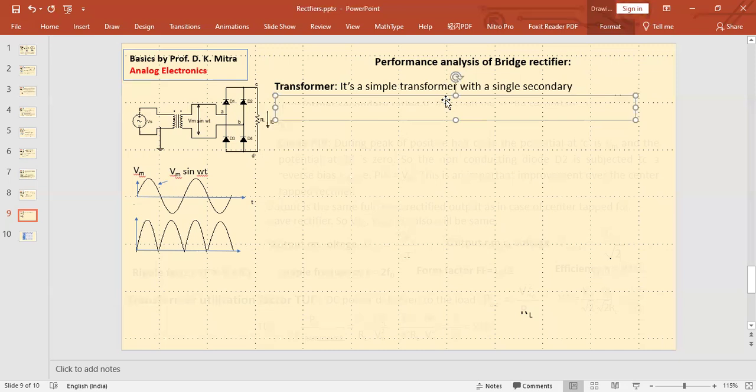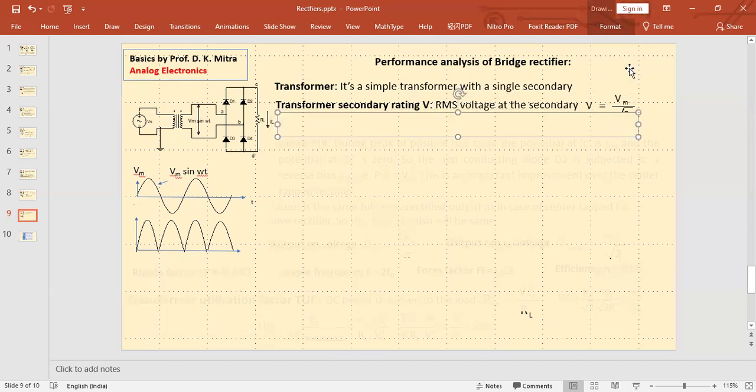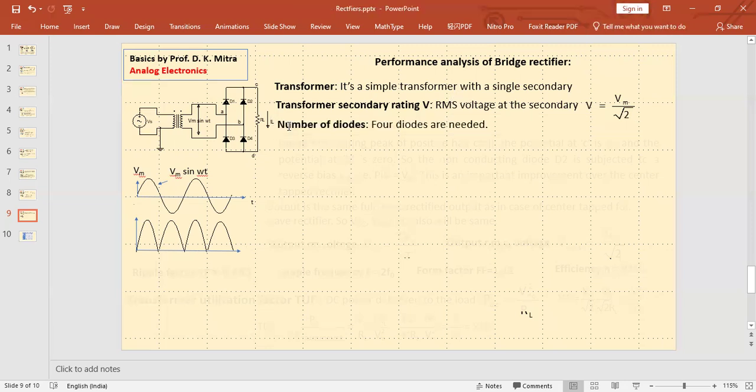Next, we see what transformer secondary voltage is needed. The transformer secondary voltage is only Vm by root 2, because the transformer secondary peak value is Vm. Now, number of diodes: we need 4. In a half-wave rectifier, we needed 1. In a full-wave rectifier, we needed 2. And in a bridge rectifier, we need 4.